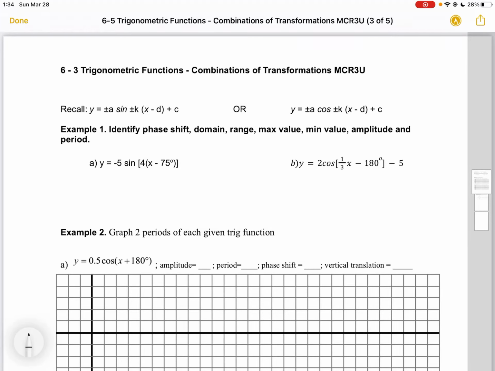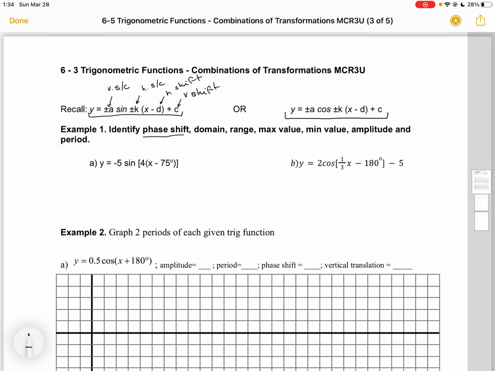This video goes over some examples of combinations of transformations. So recall, these are the equations that we have that contain all our transformation parameters. A represents our vertical shift or stretch or compression. C represents our vertical shift. K represents our horizontal stretch or compression. D represents our horizontal shift.